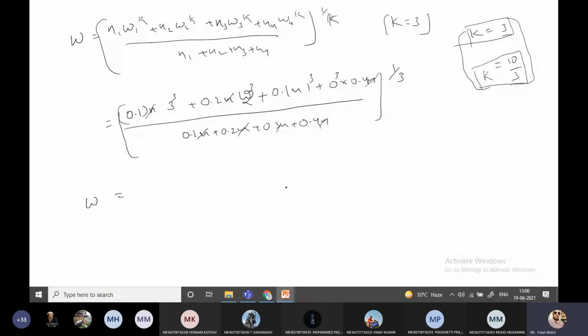Such types of questions we can expect in the short answer questions, 2 marks questions. This type of questions is very important. So there is no difficulty, I think. Simple equations are there. Only 2 equations are used here, and with these 2 equations the entire problem is completed.